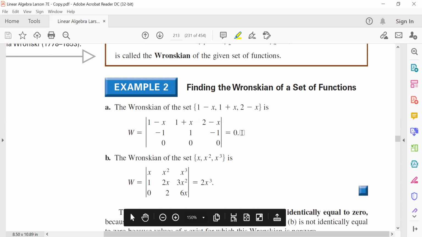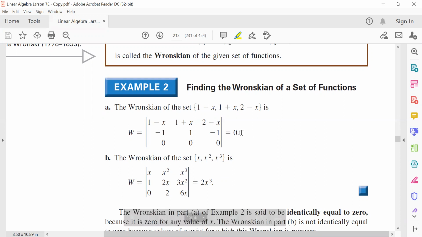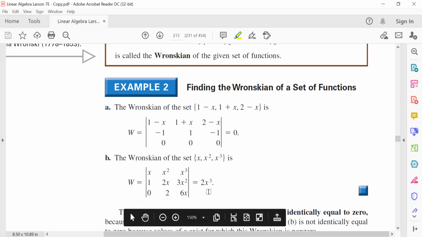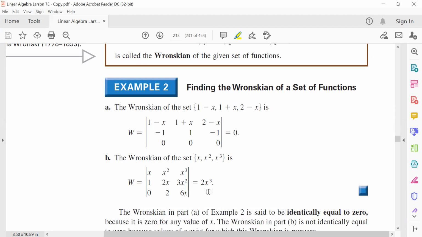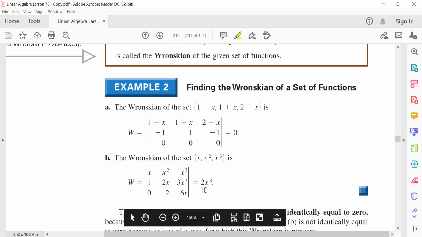Now, the answer for part A, we say that the Wronskian is identically equal to 0. It means no matter what x is, for all values of x, the determinant is always 0, because it's just the constant 0. Whereas the second one could be 0 if x happens to equal 0, but there are quite a few other values of x which will make this non-zero. In fact, there are infinitely many values that will make it non-zero.